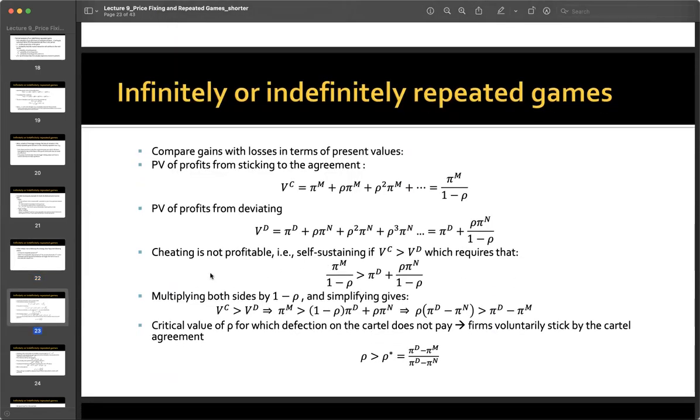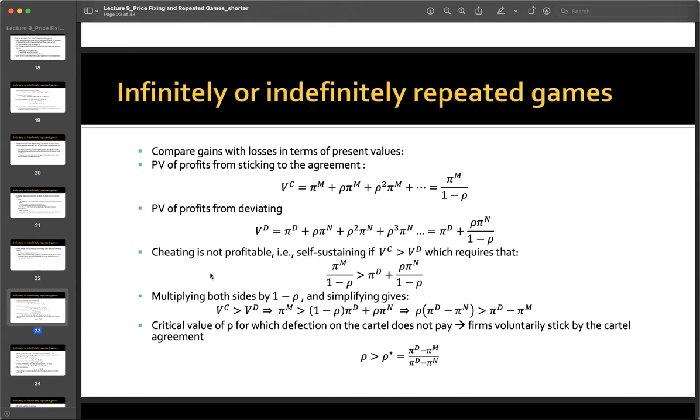Okay, so compare gains and losses in terms of present values, right? So these are values in terms of money now. That's why it's called a present value. Okay. Contrast that to a future value wherein it's the value of money n periods in the future. So these are all money today.